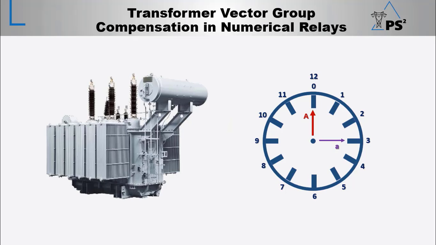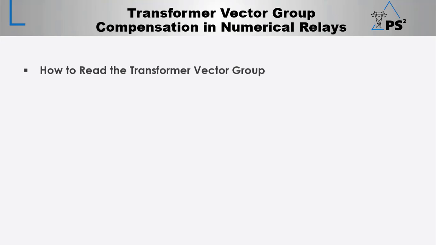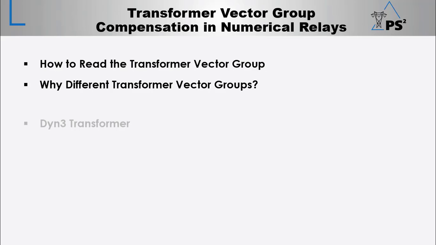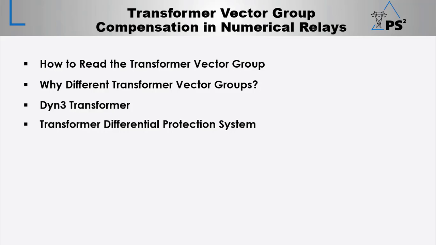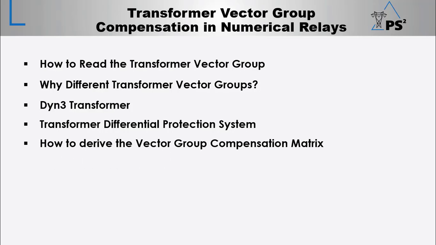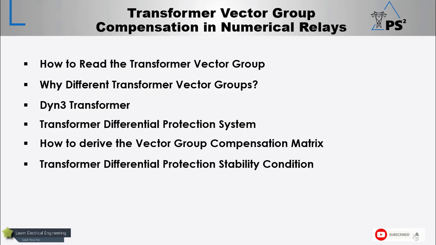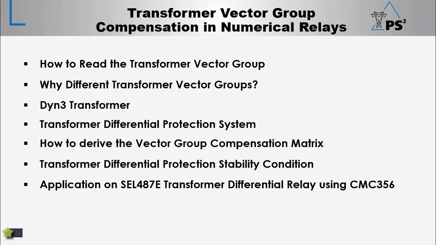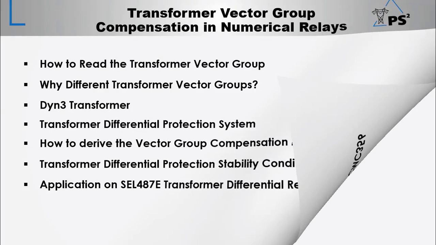I get to talk about a very important point in transformer differential protection, which is the transformer vector group compensation in numerical relays. I would discuss the following points: how to read the transformer vector group, why there are different transformer vector groups, and we would have an example of a DYN3 vector group transformer differential protection system, how to derive the vector group compensation matrix, the transformer differential protection stability condition, and finally we would have an application on the SEL-487E transformer differential protection relay using the CMC 356 test kit.